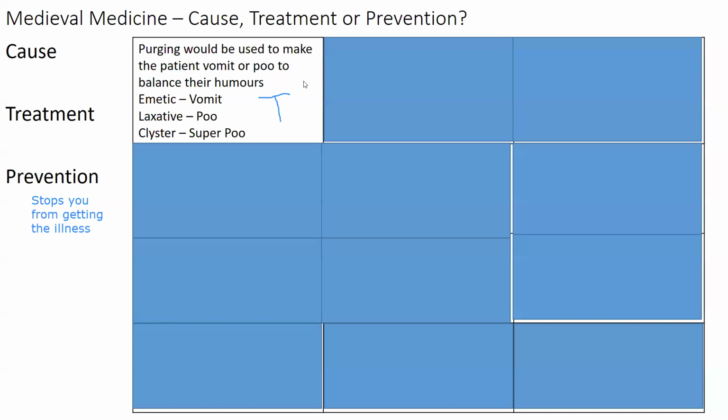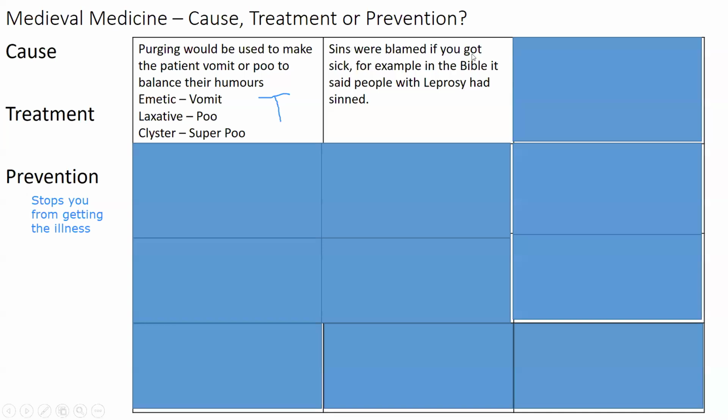Moving forward. Sins were blamed if you got sick. For example, in the Bible, it said people with leprosy had sinned. This is a perfect example of what causes disease because it talks about sinning being blamed. So if you lived a bad life, it said that you would get sick.